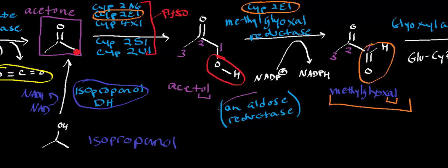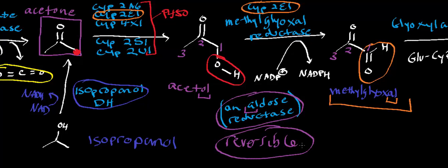This is a type of aldose reductase. An aldose is essentially a carbohydrate-resembling molecule that has an aldehyde, thus the "al" in aldose. And as the enzyme is named, you would think it would reduce the aldehyde into a hydroxyl group, but it turns out that these reactions are reversible. So this is a reversible reaction, and at least in the direction of acetol, or we could say acetone metabolism, it runs from left to right.